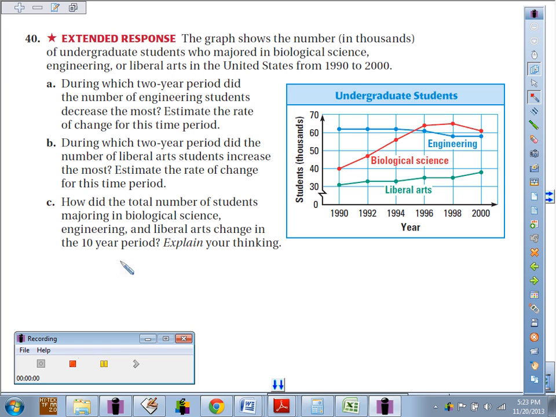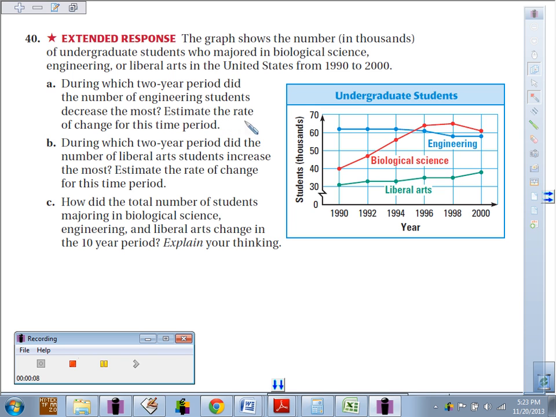Number 40, the graph shows the number in thousands of undergraduate students who majored in biological science, engineering, or liberal arts in the United States from 1990 to 2000. During which two-year period did the number of engineering students, so we're focusing on the blue part of the graph, decrease the most? Estimate the rate of change for this time period.